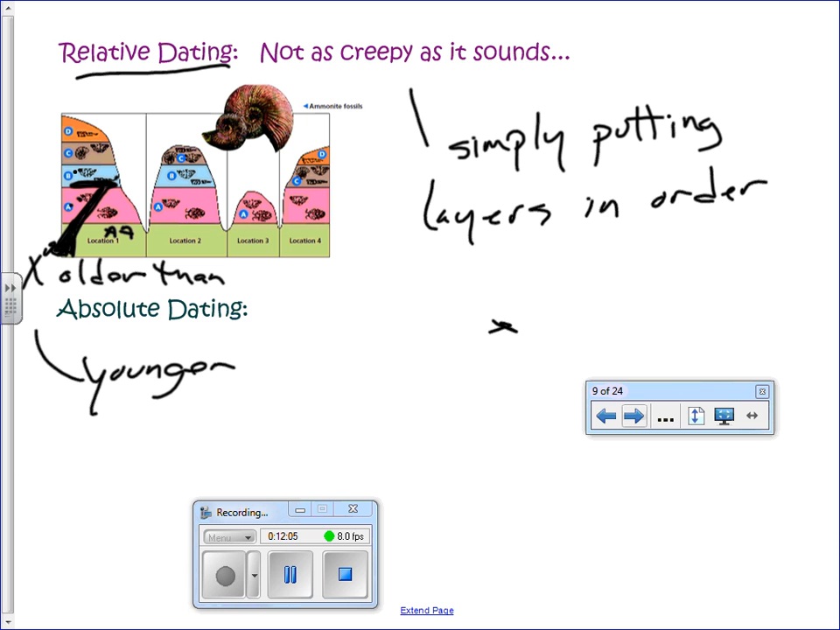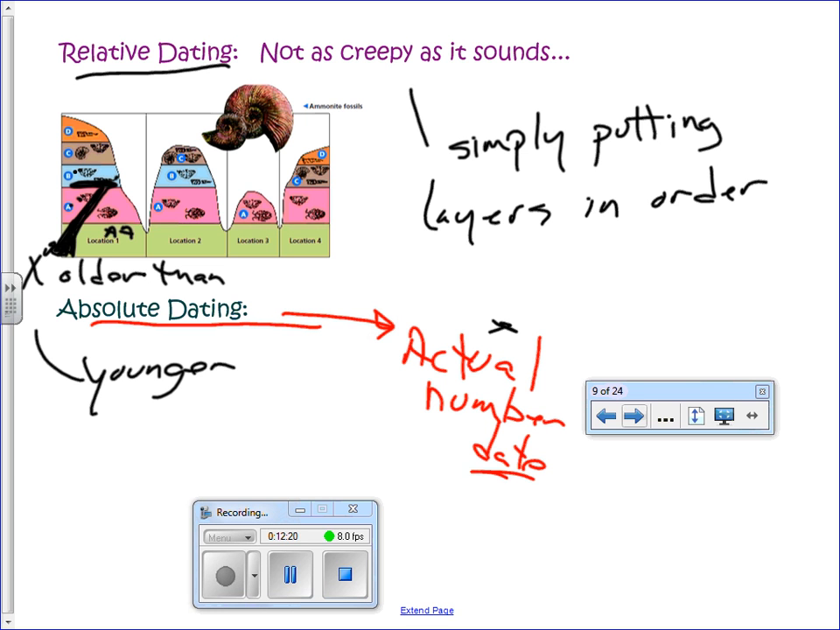Absolute dating gives an actual number date. Actual number of how many million years ago. Now, how are we going to know how old rock is? Is there any way to know the actual number? Obviously there is, because it's called absolute dating. Anyone know how we find that actual number?